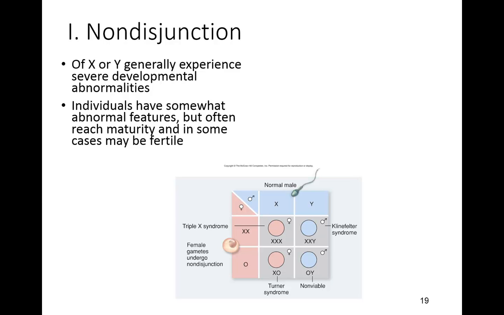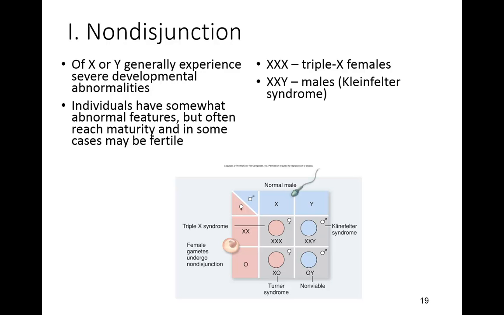Now, non-disjunction in the X or Y or sex chromosomes can cause some severe developmental abnormalities, but some of them can be very viable into a later age of life. So, for example, you have XXX females. XXY is called Klinefelter syndrome, and these are males. XO is called Turner syndrome, where they only have 1 X chromosome.